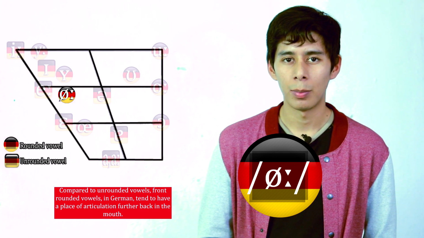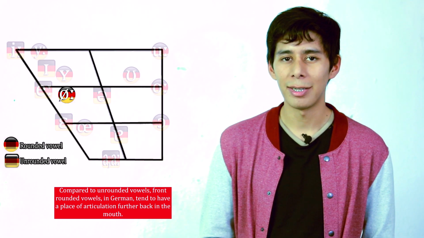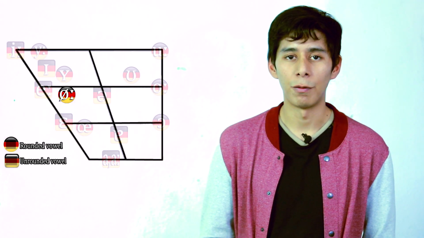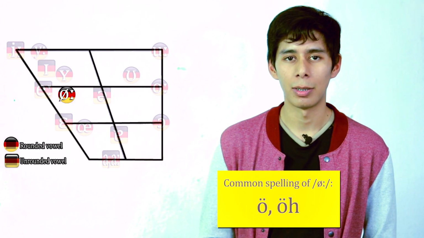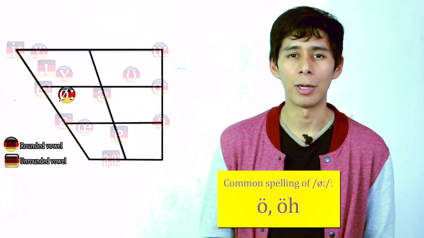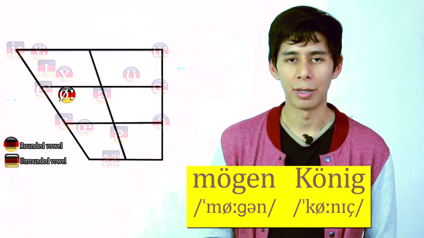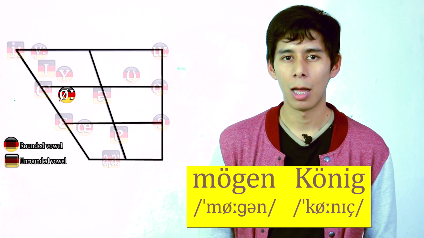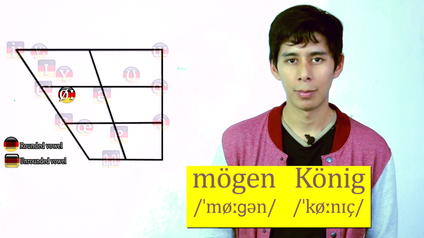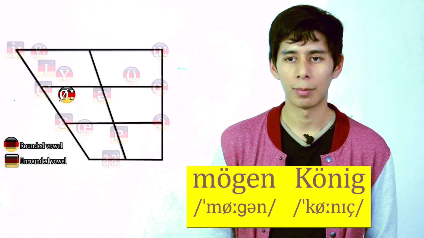Ü. As a long vowel, this sound normally appears in open and stressed syllables. We find it represented by the letter O umlaut. For instance, in words like mögen, König.